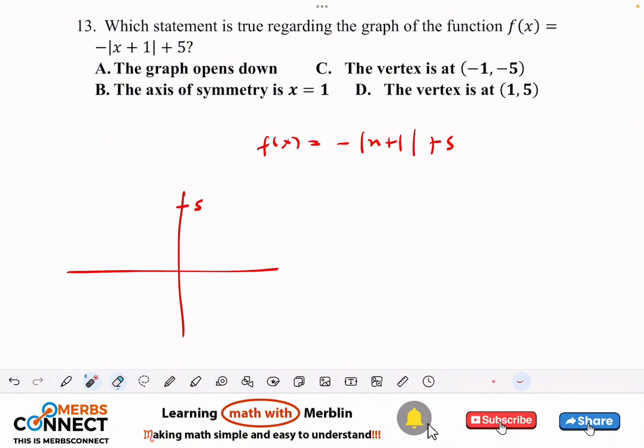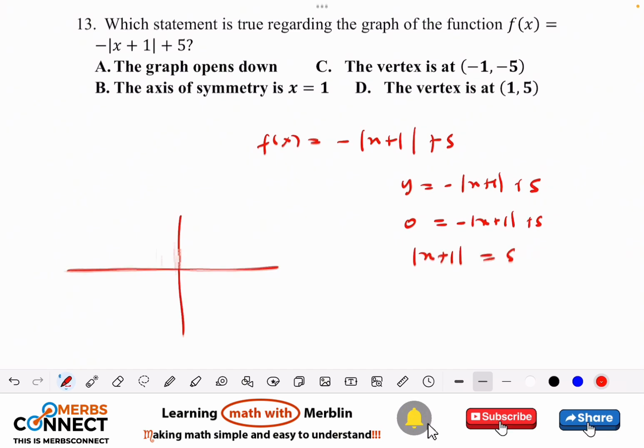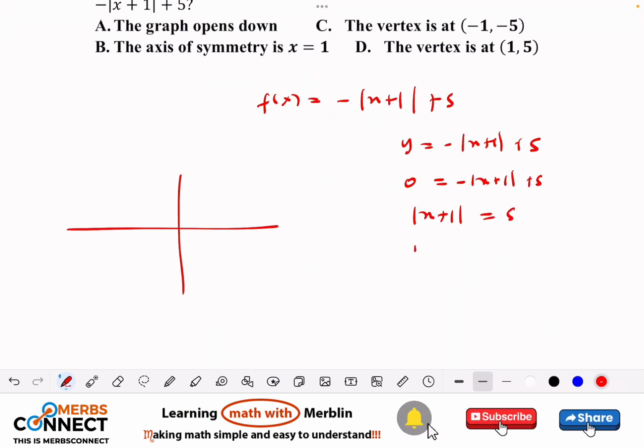Oh, good. So even we cannot just say that it's that. So this one, when x is minus 1, well, let me just do it. Let me make this one to be 1, x plus 1 plus 5. So when y is 0, this will be minus x plus 1 plus 5. So move it here, x plus 1 is equal to 5. Let's check it plus or minus, right? So plus or minus x plus 1 is equal to 5.